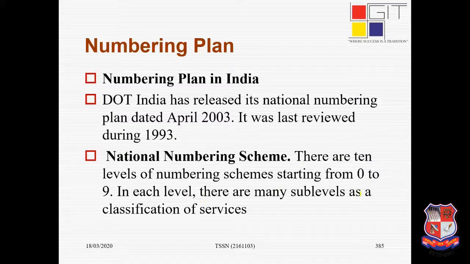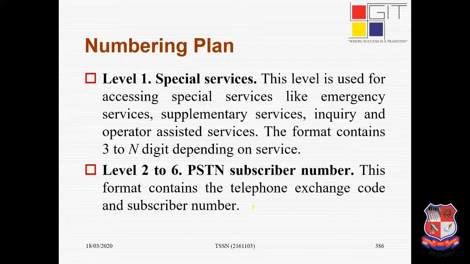In each level there are many sub-levels as classification of services. Level 1 are special services used for emergency services, supplementary services, inquiry, and operator assisted services. So these would be the numbers which you have in 3 to n digits. If you want to call police, you have 100. If you want to call an ambulance, you have the 108 service available, or in these special government helplines you have 4 digits or 3 digits. So these are covered under level 1.